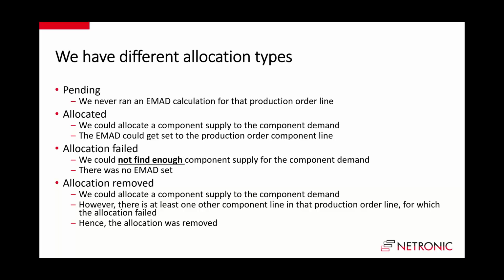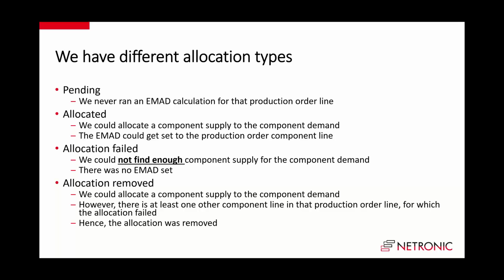If it says allocated, it's like it was before. We could allocate the component supply to the demand, and the earliest material availability date could get set to the production order component line. Then it can happen that the allocation fails, right? There is not enough component supply for the component demand, and we could not set an EMAT date, an earliest material availability date, and then we write into this column that we saw, we don't write allocated, but we say allocation failed, so that we know, hey, actually, in the time frame we are looking at, the material is missing.